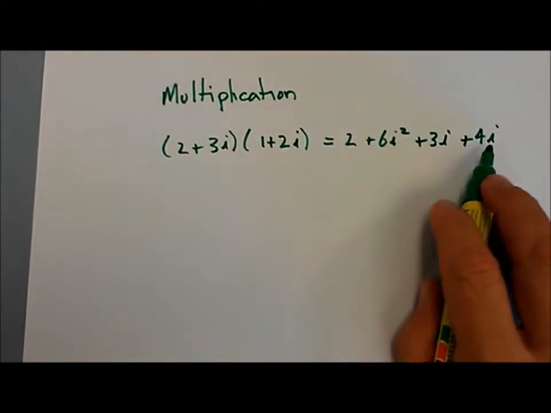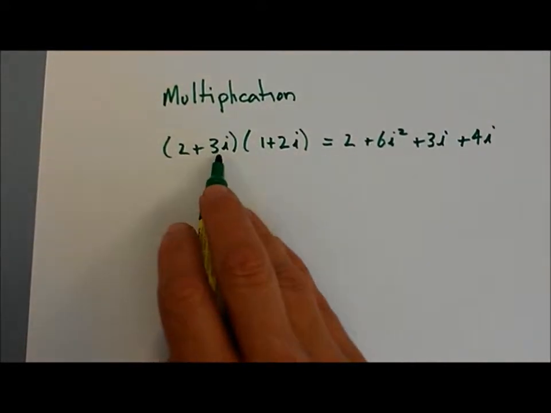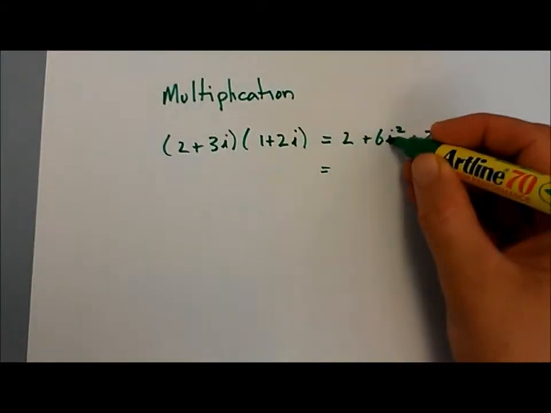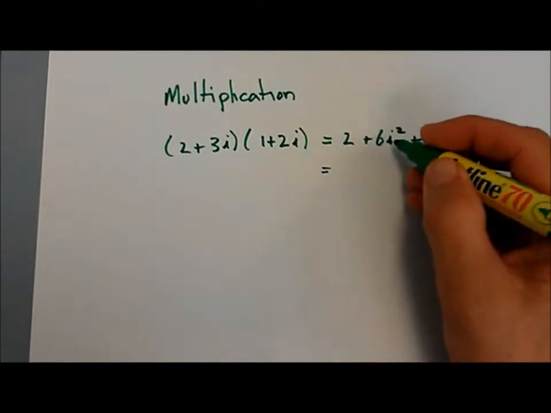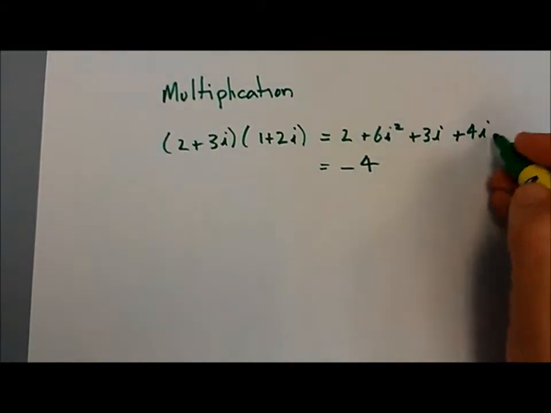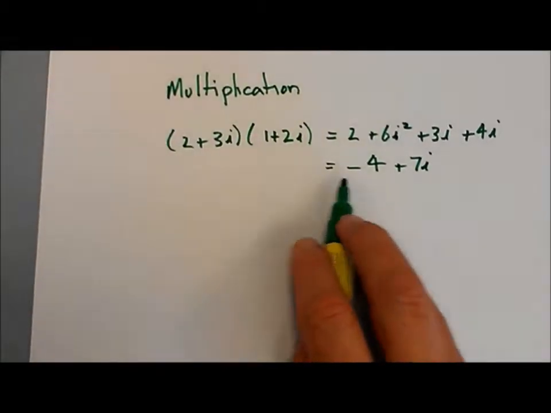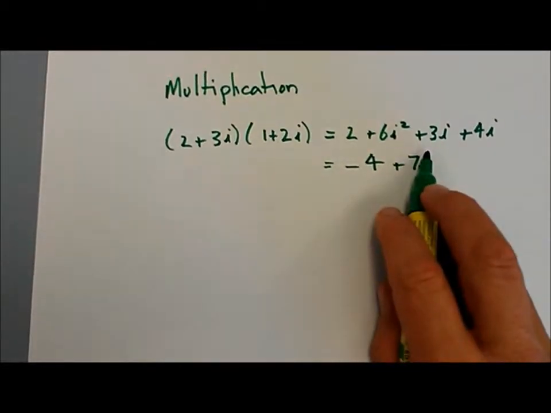The reason I change the order around is by doing so, by multiplying the first then the last, I actually managed to keep my real part together. i squared is negative 1, 2 take away 6 is negative 4, imaginary parts together, 7i. You notice that when I've multiplied these, I've got a complex number still.